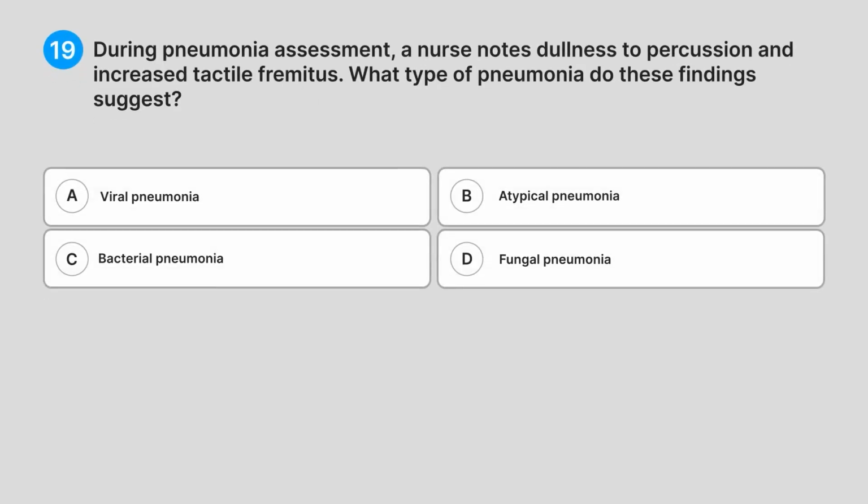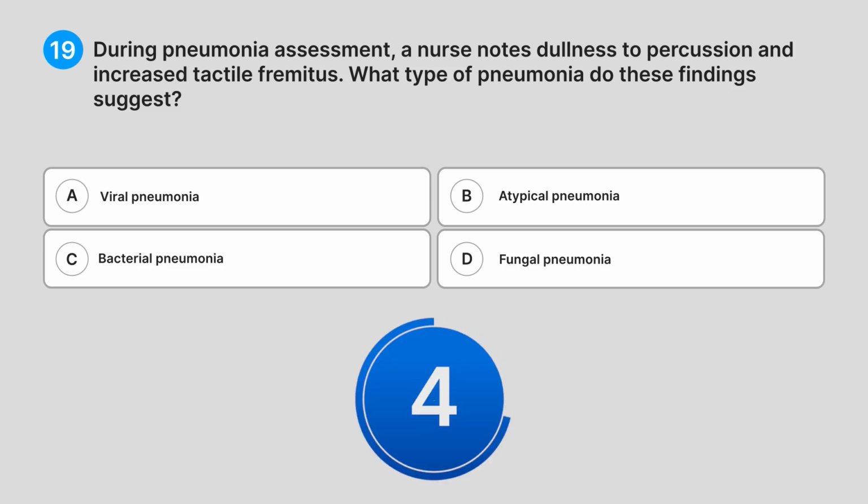19. During pneumonia assessment, a nurse notes dullness to percussion and increased tactile fremitus. What type of pneumonia do these findings suggest? A. Viral pneumonia. B. Atypical pneumonia. C. Bacterial pneumonia. D. Fungal pneumonia. Can you guess the answer?